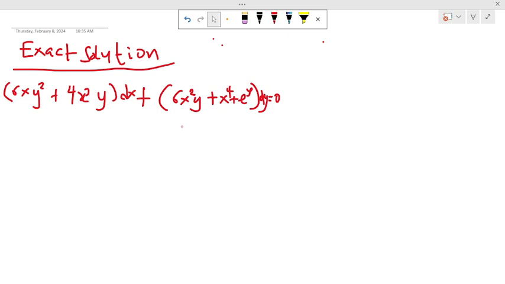Now, back to the question. We solved this example using the original way of solving exact solutions. Now, we are going to use a short method of solving exact solutions.